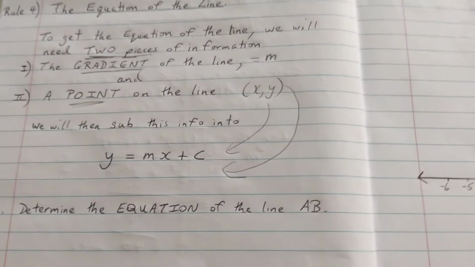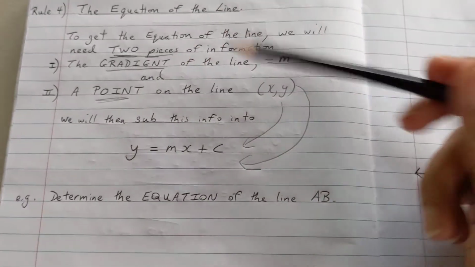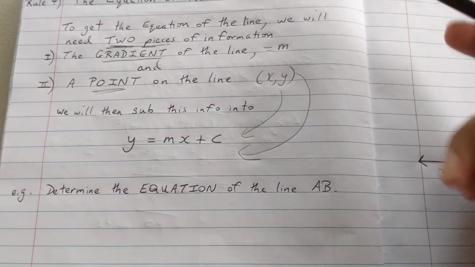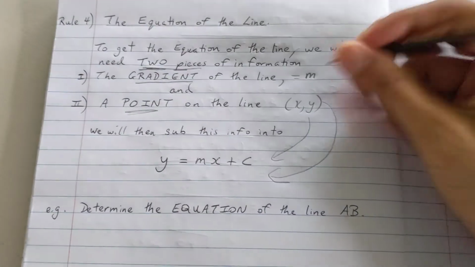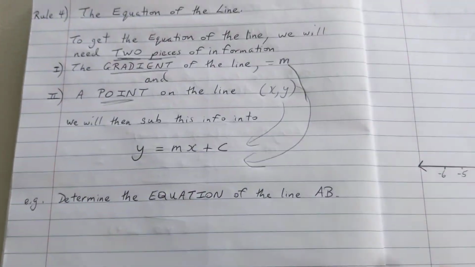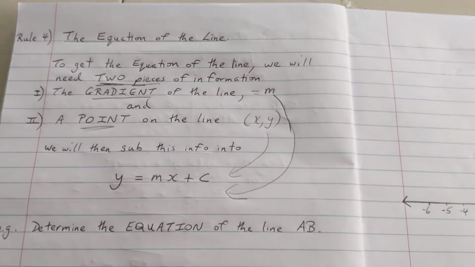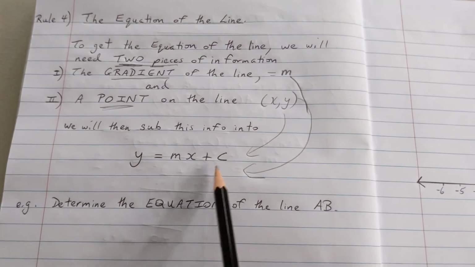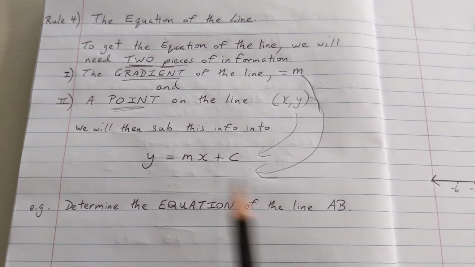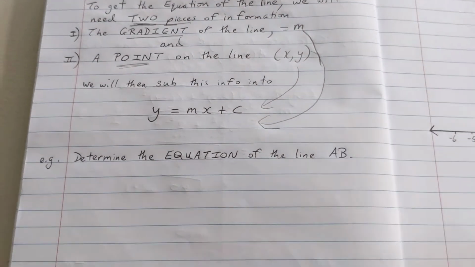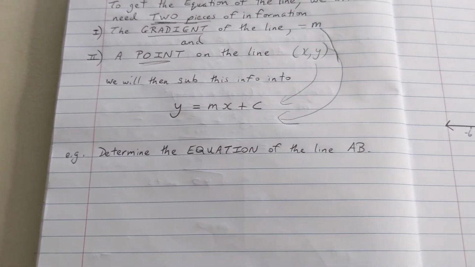So that's the most important, the important information that we'll need. We need the m, and we need a x, y, and we'll solve for c. C is not the answer. C is the missing part to the equation of the line, which is the y-intercept. We saw that before.